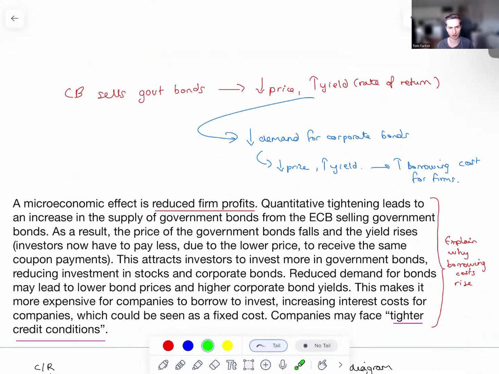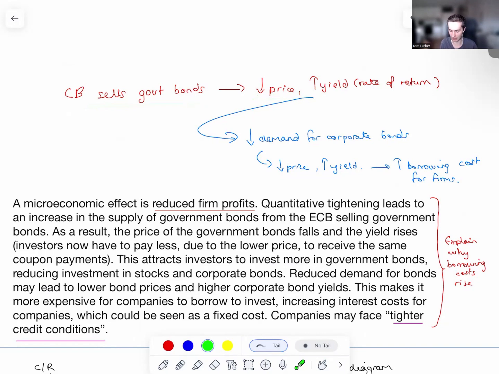Now we're going to explain a microeconomic effect. This is a bit more complex. I'm going to take it step by step. So we mentioned that quantitative tightening involves central banks selling government bonds, maybe selling them to financial institutions. As a result, if you're increasing the supply of something, the price is going to fall in equilibrium.